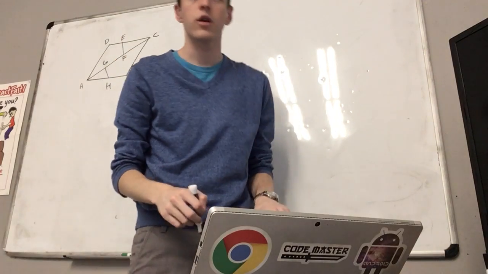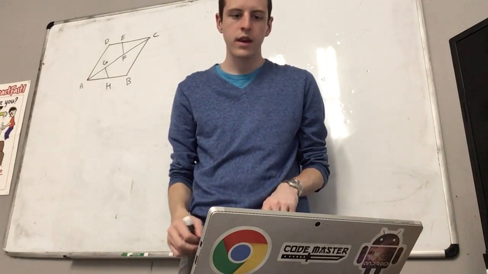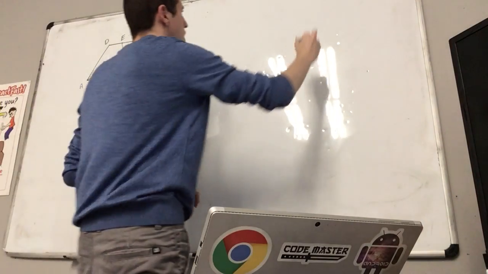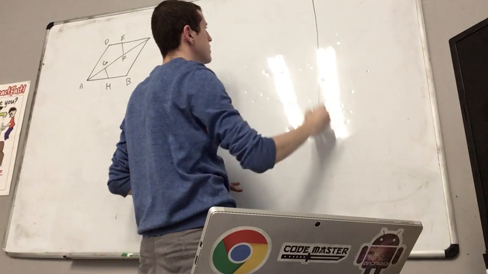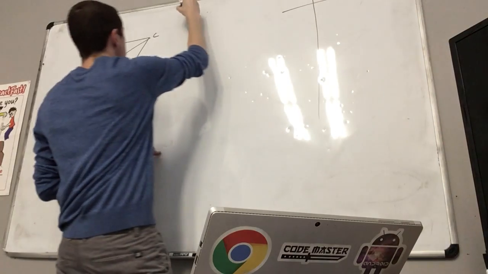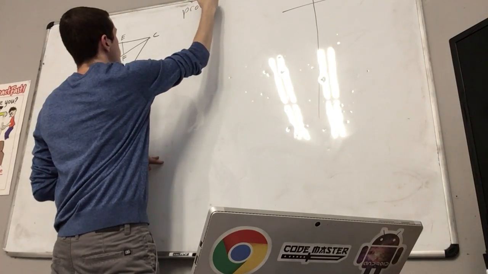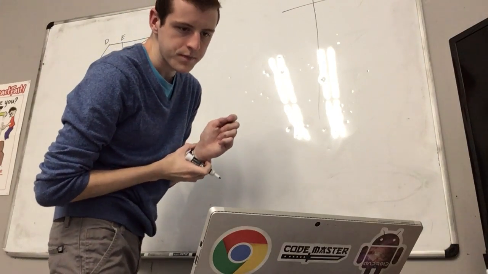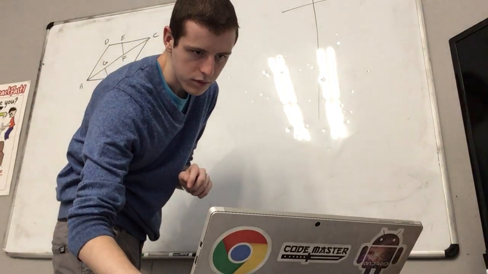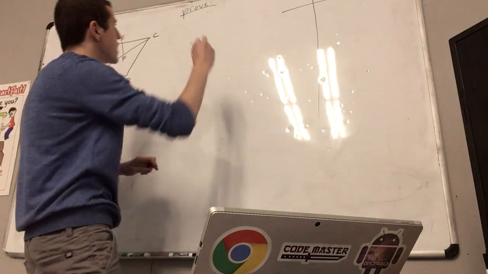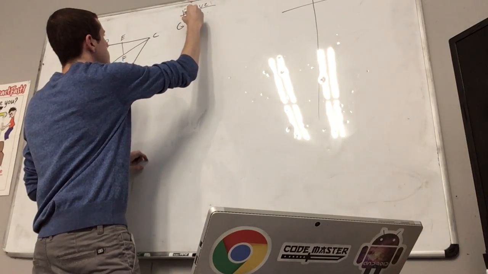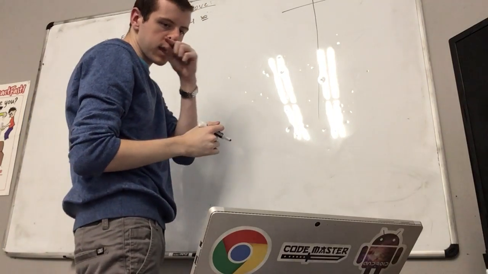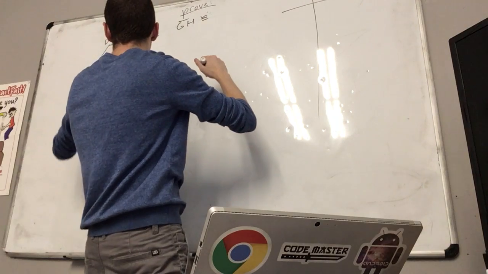Okay, so we're going to do one more problem, and this will be another one of the proofs. So this one we're going to do a 2-column proof. So I'm going to say I want to prove that GH is congruent to line segment EF.